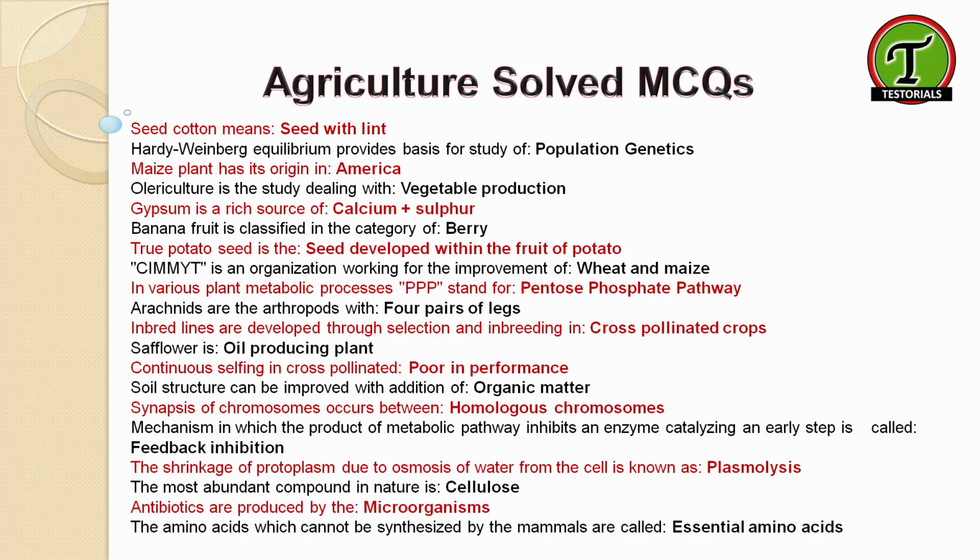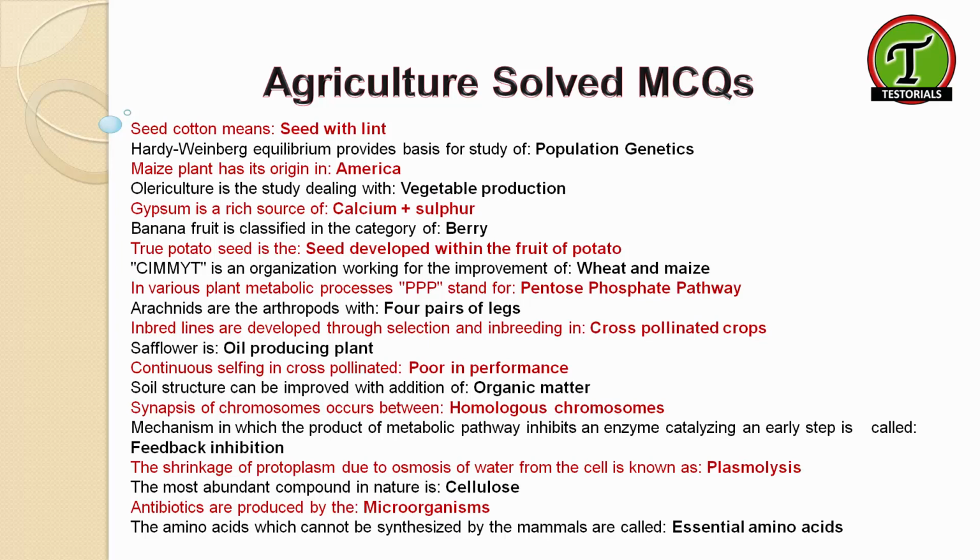83. Maize plant has its origin in America. 84. Olericulture is the study dealing with vegetable production. 85. Gypsum is a rich source of calcium and sulfur. 86. Banana fruit is classified in the category of berry. 87. True potato seed is the seed developed within the fruit of potato.